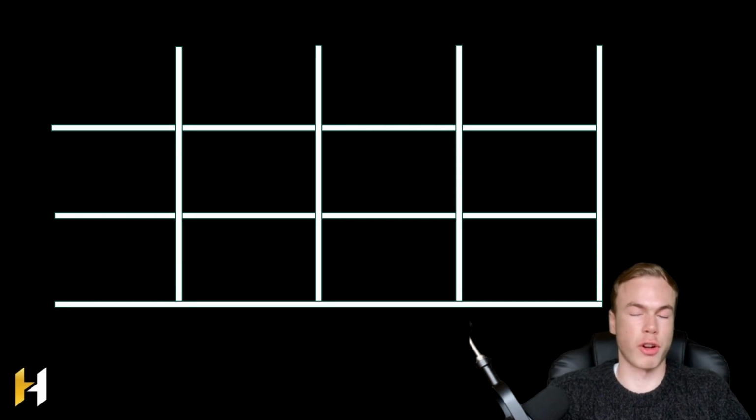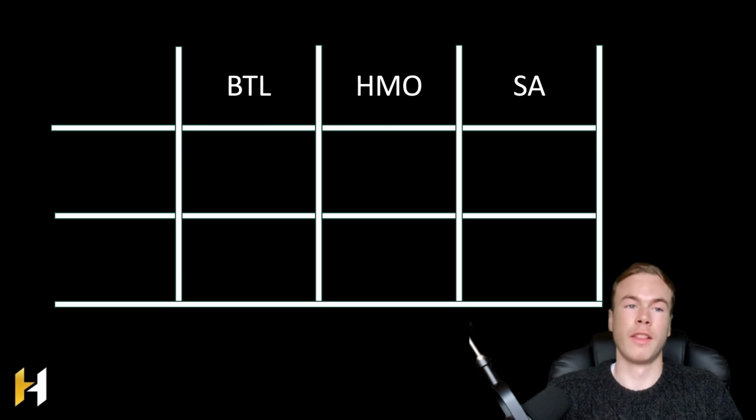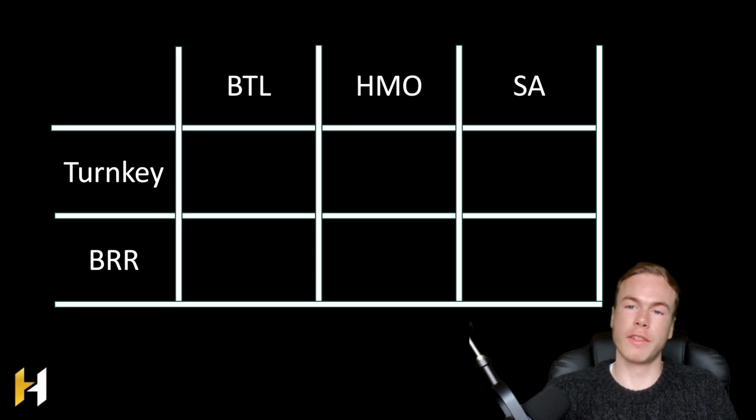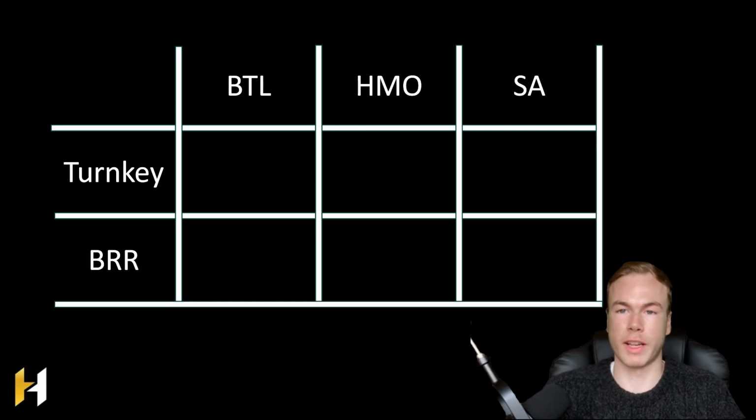So let's talk about strategies. There are a lot of strategies out there, but the main three being buy-to-let, HMO, and serviced accommodation. Then within those three, you can either buy them turnkey, so with not much work needed doing to them at all, pretty much ready to go, or the complete opposite, BRR. So you buy it and it needs a full refurbishment, with the aim at the end of the refurbishment to refinance out as much money as possible back into your pocket. So that's 6 different strategies.